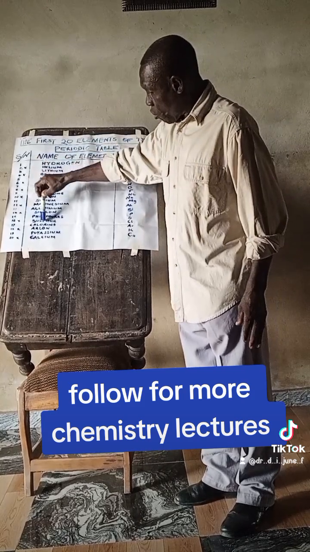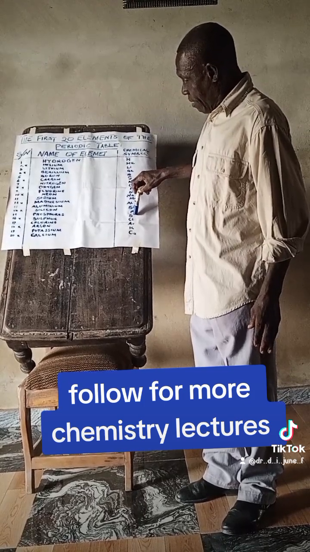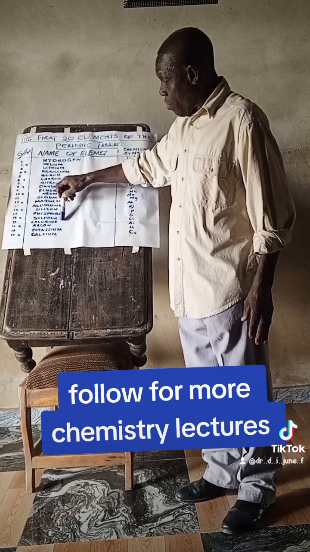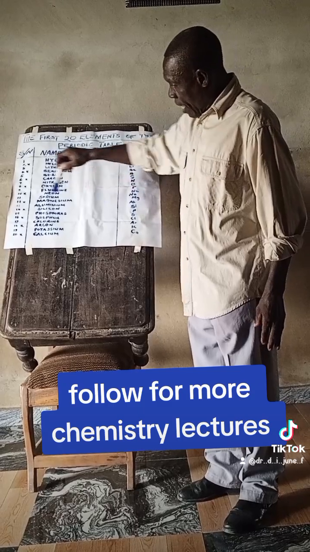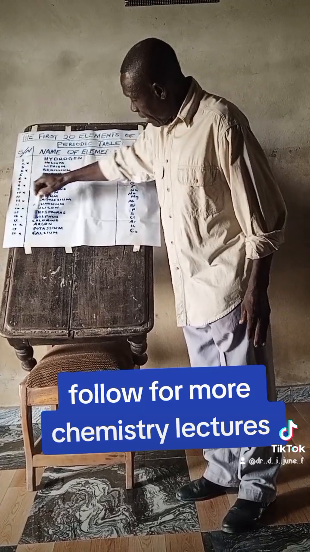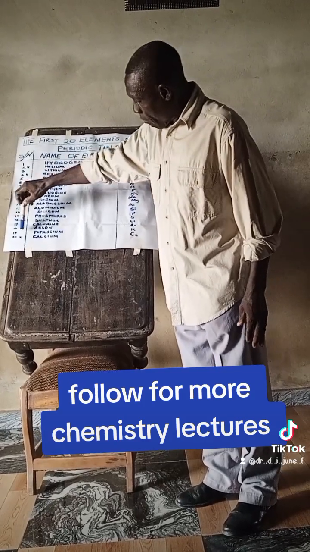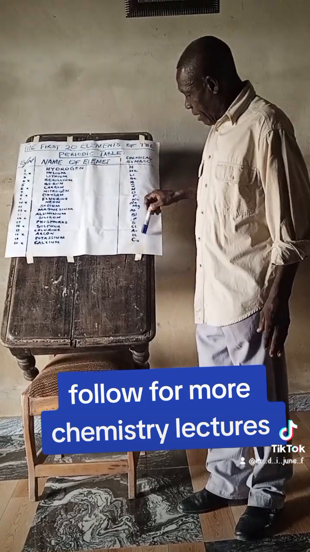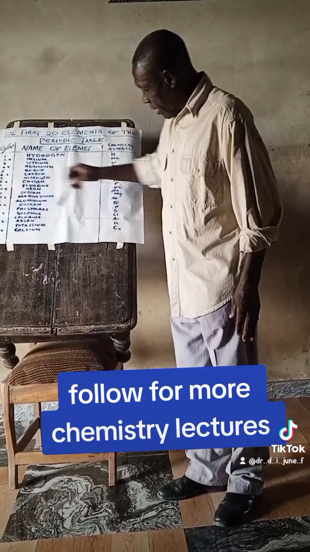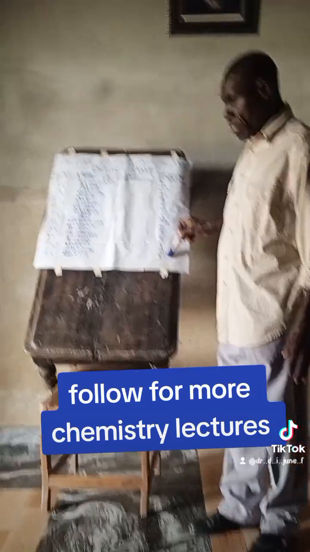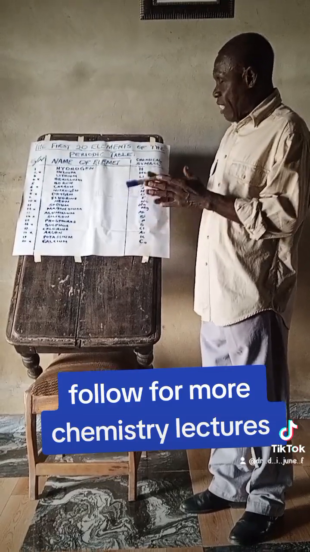In number 16, we have sulfur. The symbol is capital S. 17 is chlorine. The symbol is capital C, small l. And we have 18, argon, capital A, small r. And we have potassium, number 19, capital K. And then calcium, number 20, capital C, small a. Now these are the first 20 elements in the periodic table.